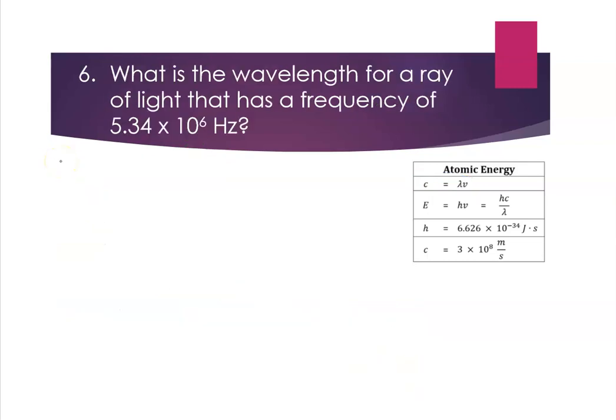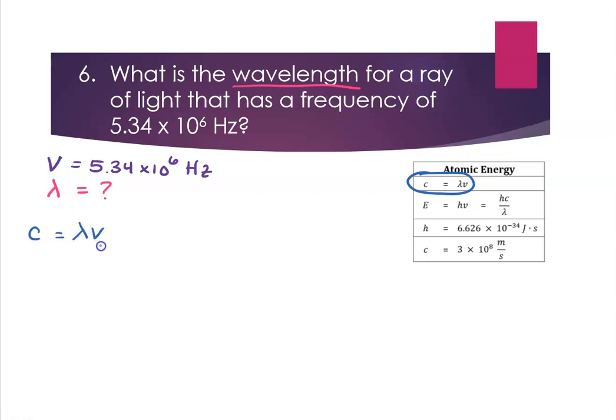Next up, here we are given a frequency of 5.34 times 10 to the 6th hertz, and I'm asked to find wavelength. Again, c = λν. This time, since I'm solving for wavelength, I'll divide both sides by frequency. And I get wavelength is equal to c over ν. c is 3 times 10 to the 8th, and the frequency up here is 5.34 times 10 to the 6th.